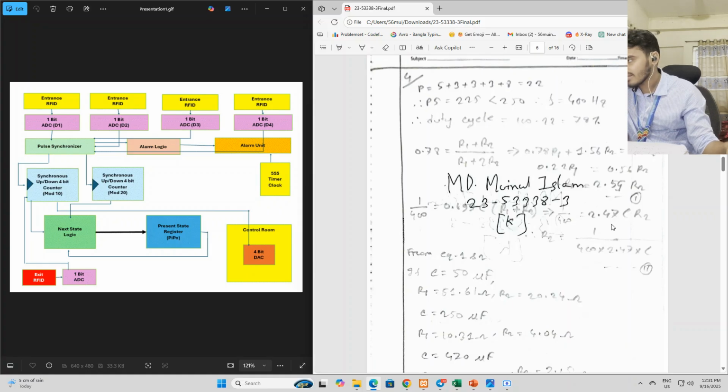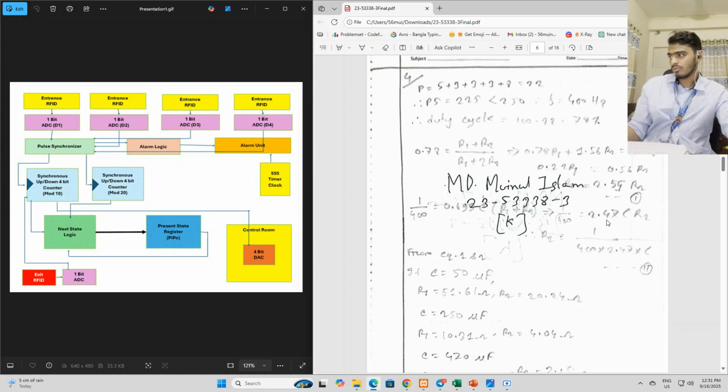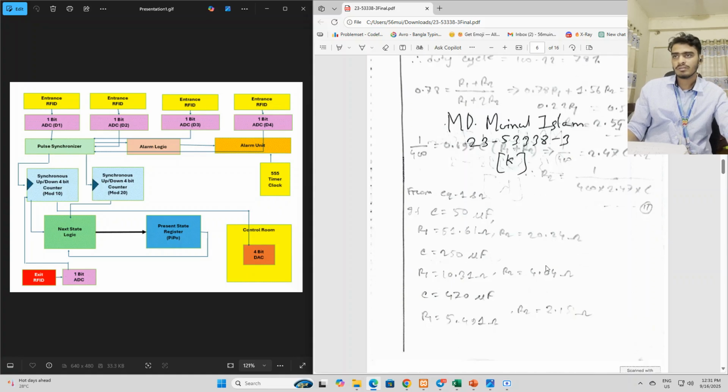Again, we need a capacitor for the timer IC. We were given three different capacitor choices: 50 microfarad, 250 microfarad, and 470 microfarad. I have computed all the resistors for 50, 250, and 470 microfarad. The lowest resistors we got are for 470 microfarad, and the highest resistors we got are for 50 microfarad, which is 51.61 ohm and 20.24 ohm.